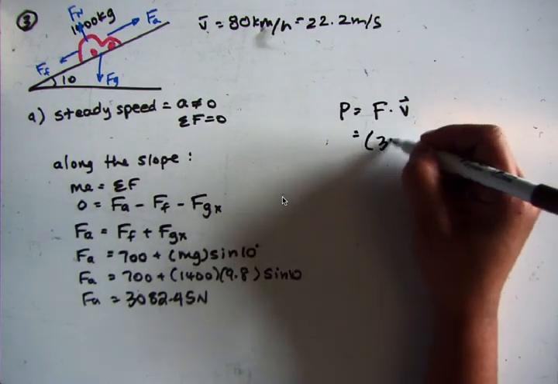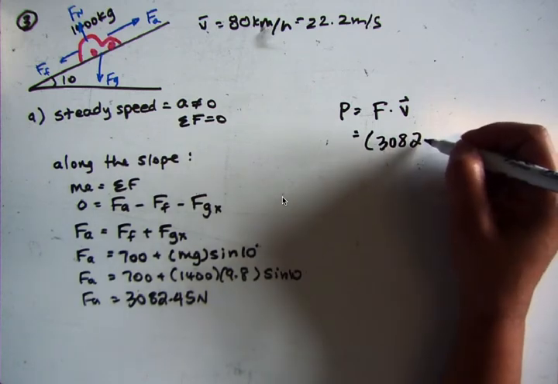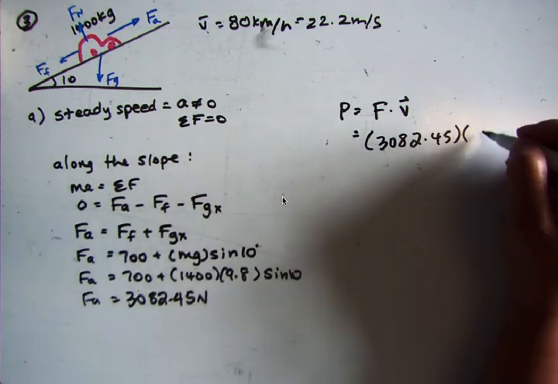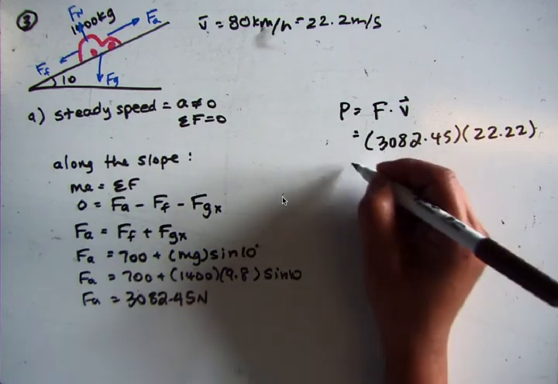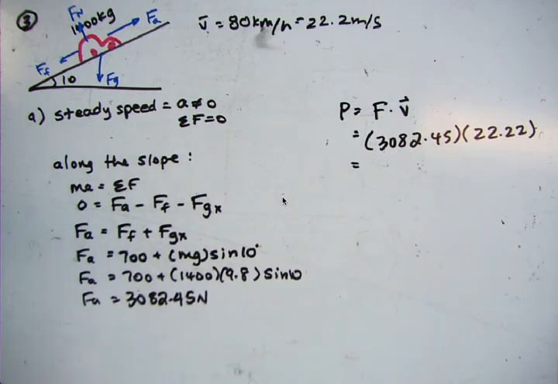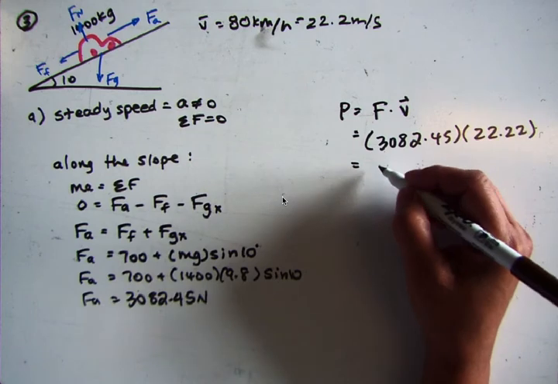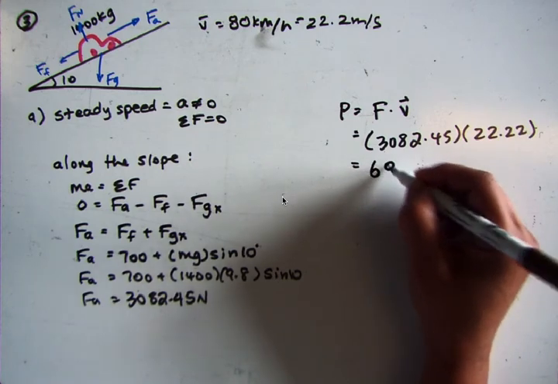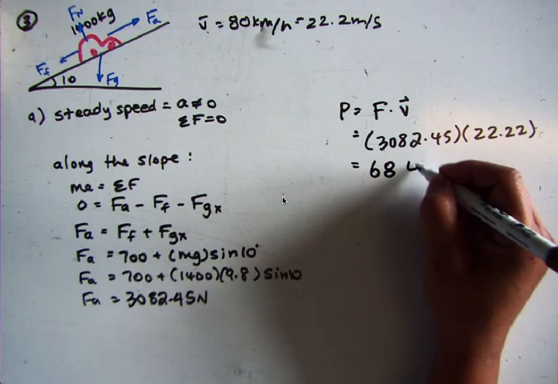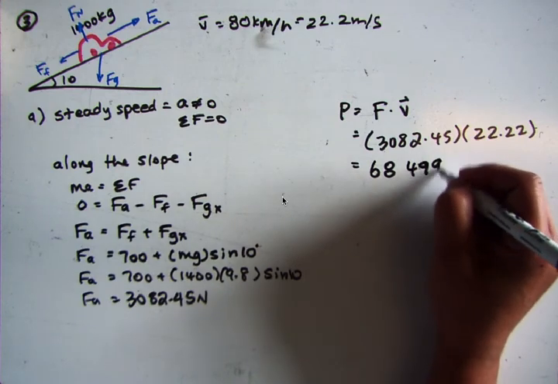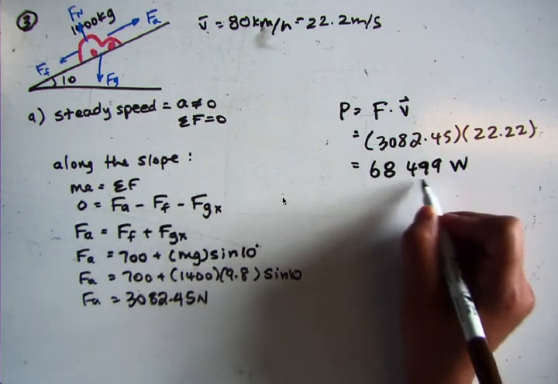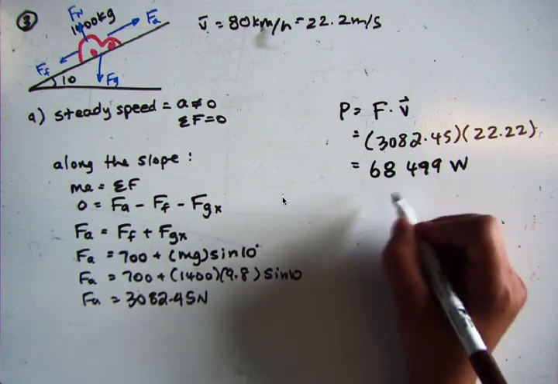So then now it's just plugging it in. 3082.45 times 22.22, and we end up with 68,000 basically. The answers on the worksheet are all done to correct significant digits, but the answer you actually get here is 68,498.8 watts. And if you think about it, that's too many digits, we don't really know it that accurately.